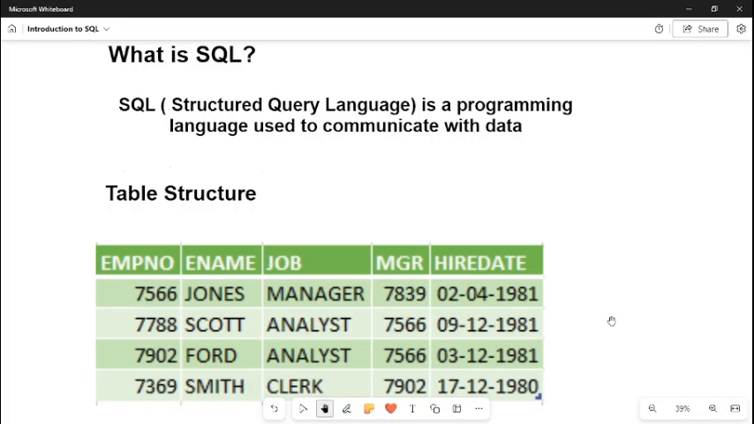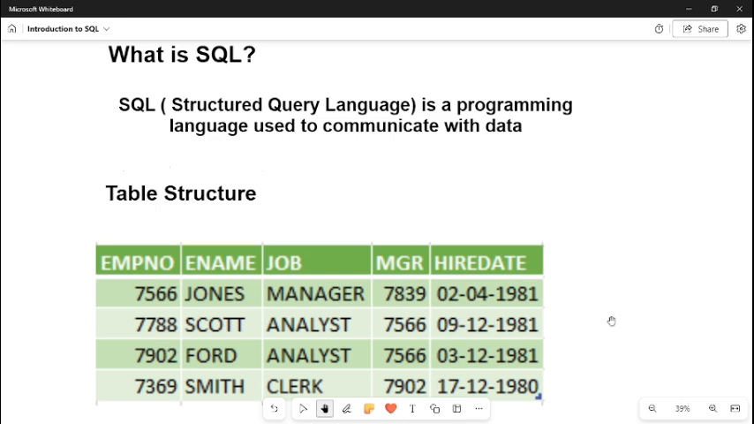Now what is SQL? SQL stands for Structured Query Language. It's a programming language which is used to communicate with the database. When we want to retrieve, store, or manipulate any kind of data from the database, then we make use of SQL.